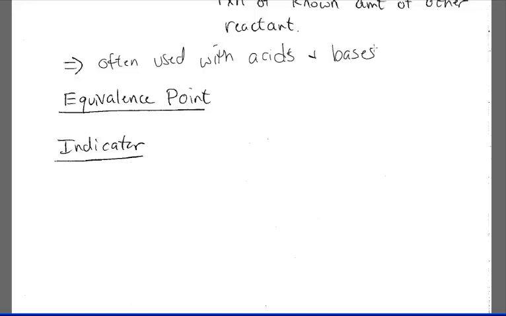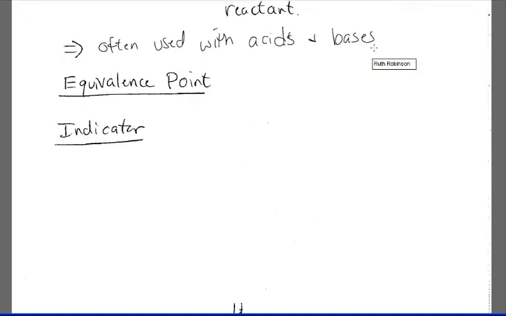We will see another type of titration as well, but acids and bases are one type of titration. The concept of the equivalence point is when the moles of acid are equal to the moles of base. By acid I mean H plus, and by base I mean OH minus. And we use something called an indicator to tell us when we've gotten close to the equivalence point.